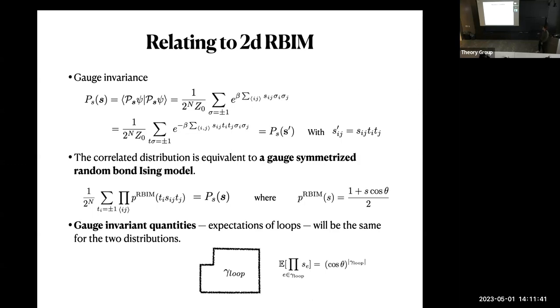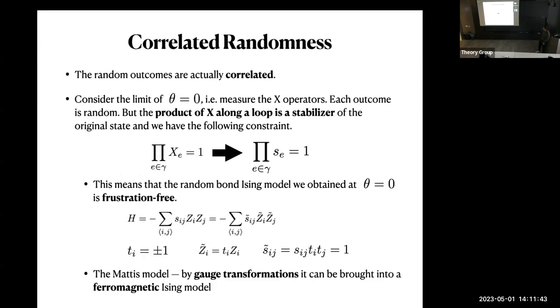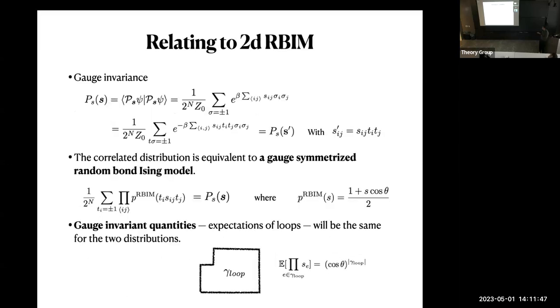So this is just to say that, although we have this correlated randomness, it is gauge equivalent to a random bond Ising model. And the procedure you want to do is to do this symmetric gauge: start from the random bond Ising model and do gauge transformation, and you'll find that will be related to this correlated randomness that we get in the measurement.